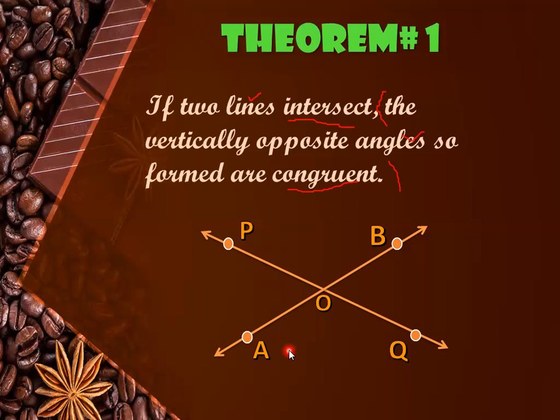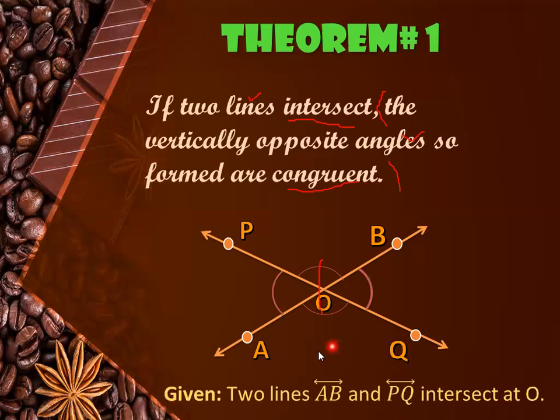Now what you have to prove is that after intersection the vertical angles will be formed. So these are the vertical angles, one pair of vertical angles. So this pair of vertical angles must be equal. Okay, so you have to prove this thing. Similarly, another pair of vertical angles is this one, this and this one, and you have to prove that this one is also equal. Understand?